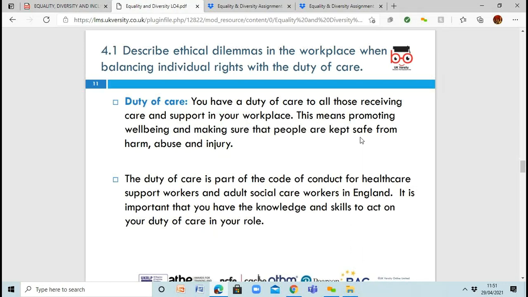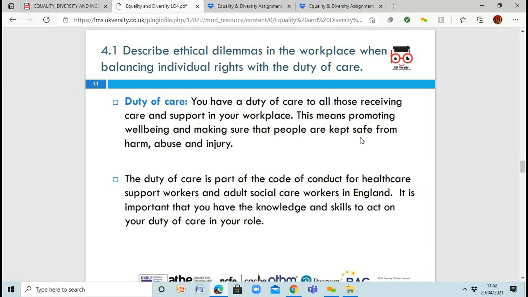And we go on to duty of care. So as we know, we've all got a duty of care to everybody that we see on a daily basis. You've got a duty of care to your patients, to staff members, to residents. You ought to make sure that you're promoting their well-being, safeguarding them, and making sure that they're not getting harmed, abused, or injured.